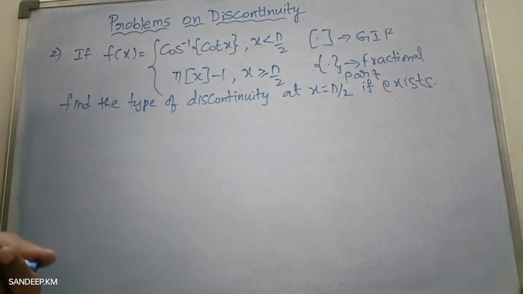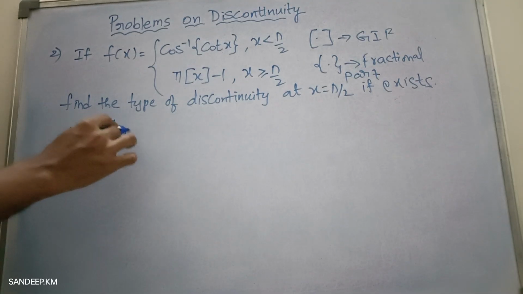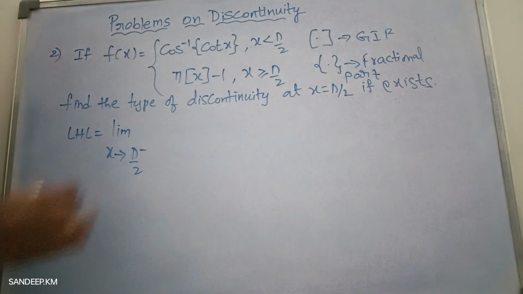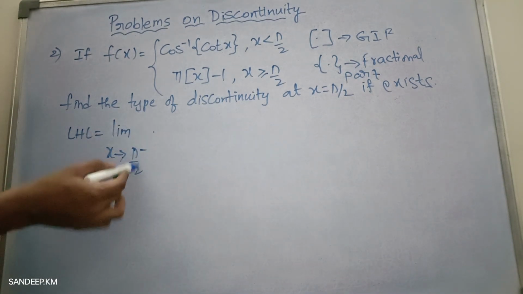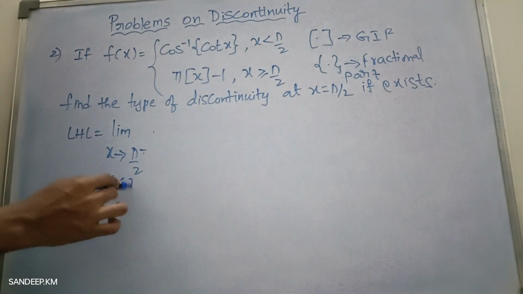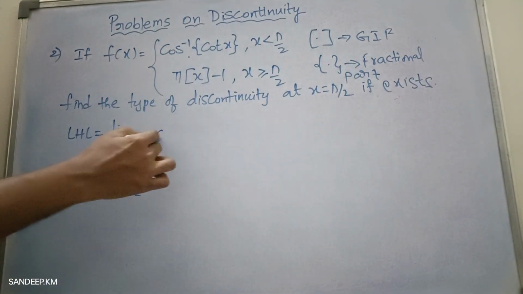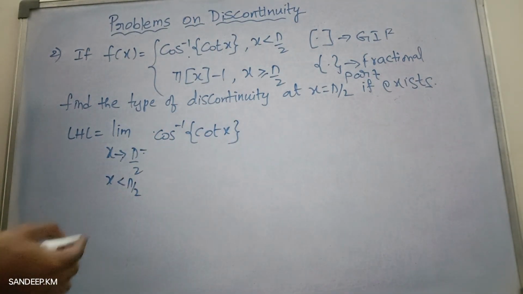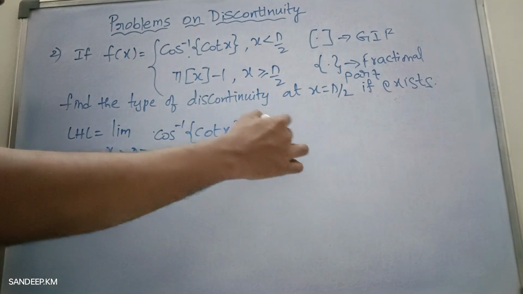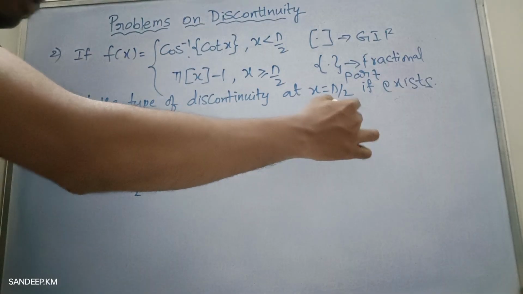Now let us start solving it, and let us first find the left hand limit at x is equal to pi by 2. Observe. So left hand limit at x is equal to pi by 2 is limit x approaches pi by 2 minus f of x. And what is f of x here? X is approaching pi by 2 from the left side means x is less than pi by 2 only, right? If x is less than pi by 2, we are going to take f of x as cos inverse of fractional part of cot x. So this is equal to cos inverse of fractional part of cot of pi by 2 minus.